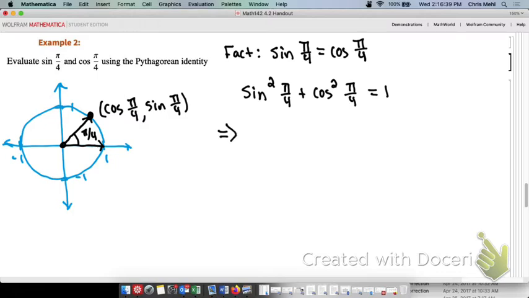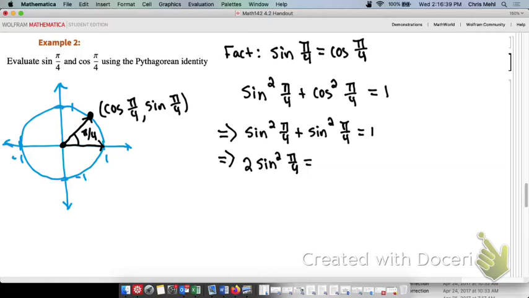I'm going to find sine of pi over 4 first. Since sine of pi over 4 and cosine of pi over 4 are the same, I can rewrite this as sine squared of pi over 4 plus another sine squared of pi over 4, and this has to equal positive 1. On the left-hand side, it's just like x plus x is 2x. Sine squared pi over 4 plus sine squared pi over 4 is 2 sine squared pi over 4, and we know that equals positive 1. I am going to divide both sides by 2.